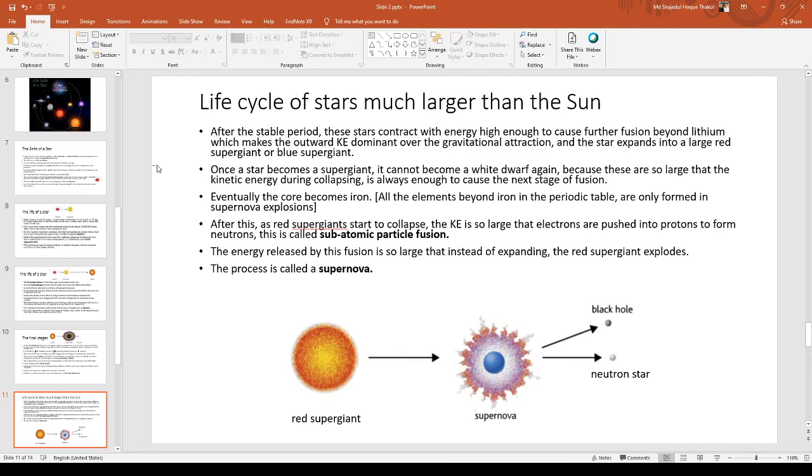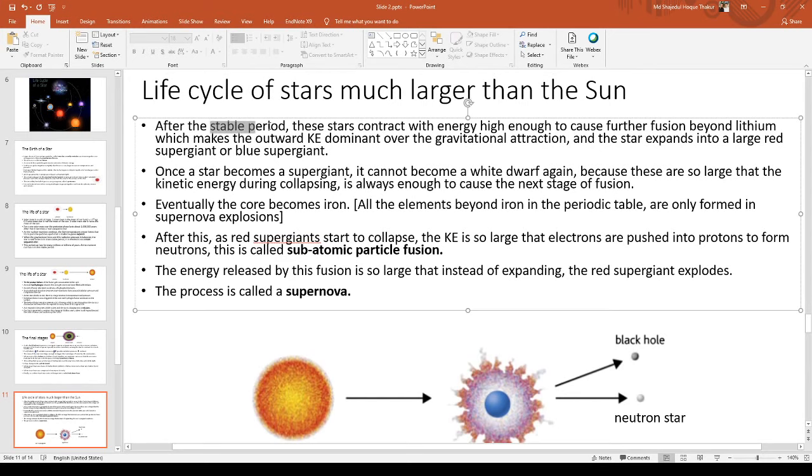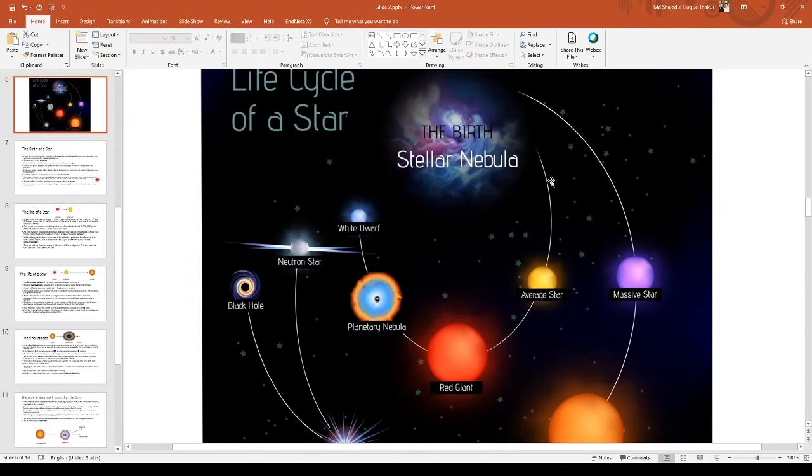What happens here? Well, after the stable period, these stars contract. The life cycle of these stars, up to this point, is identical: from nebula to main sequence star, or stable stars. The only difference is that from a small nebula, average or small stars are formed, and from a large nebula, massive stars are formed. Cool? Okay.